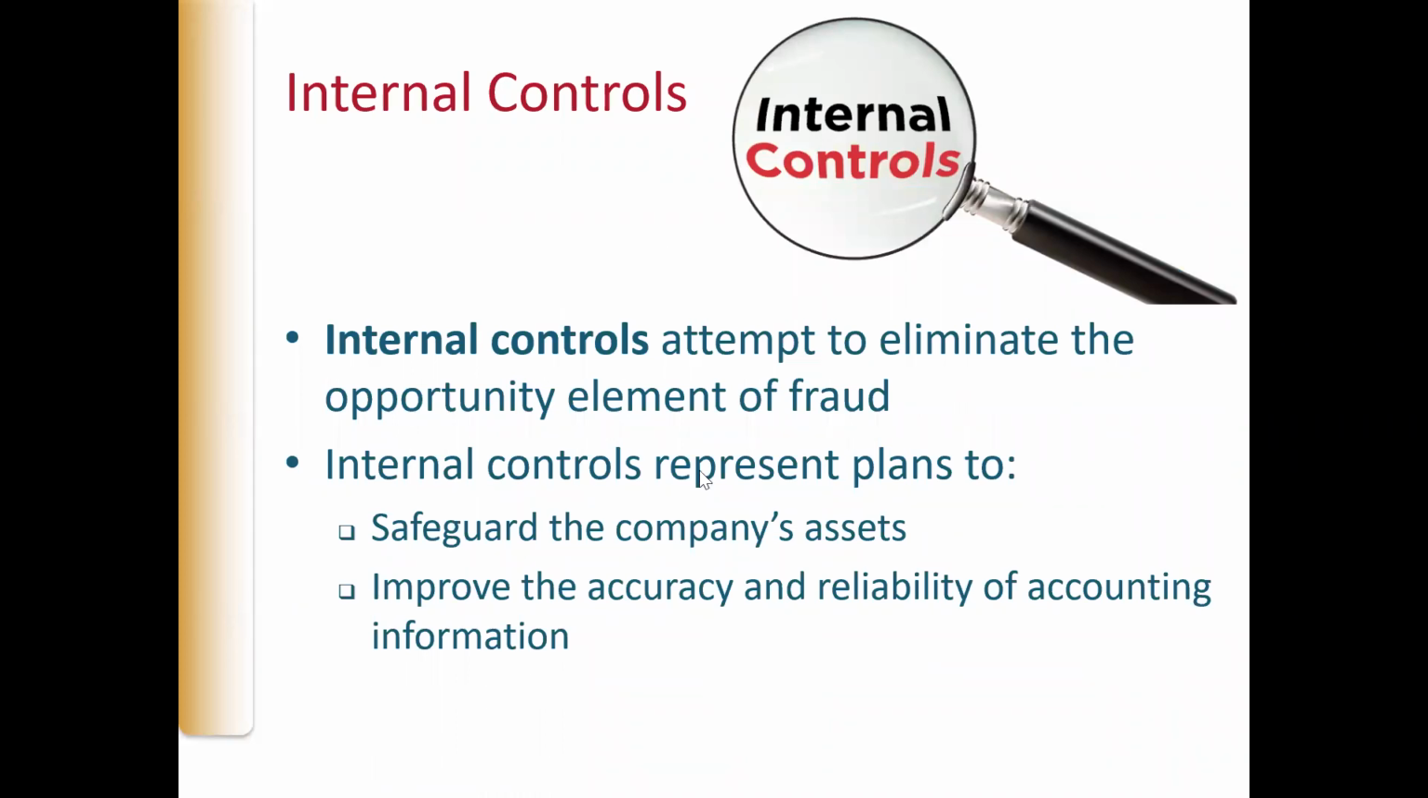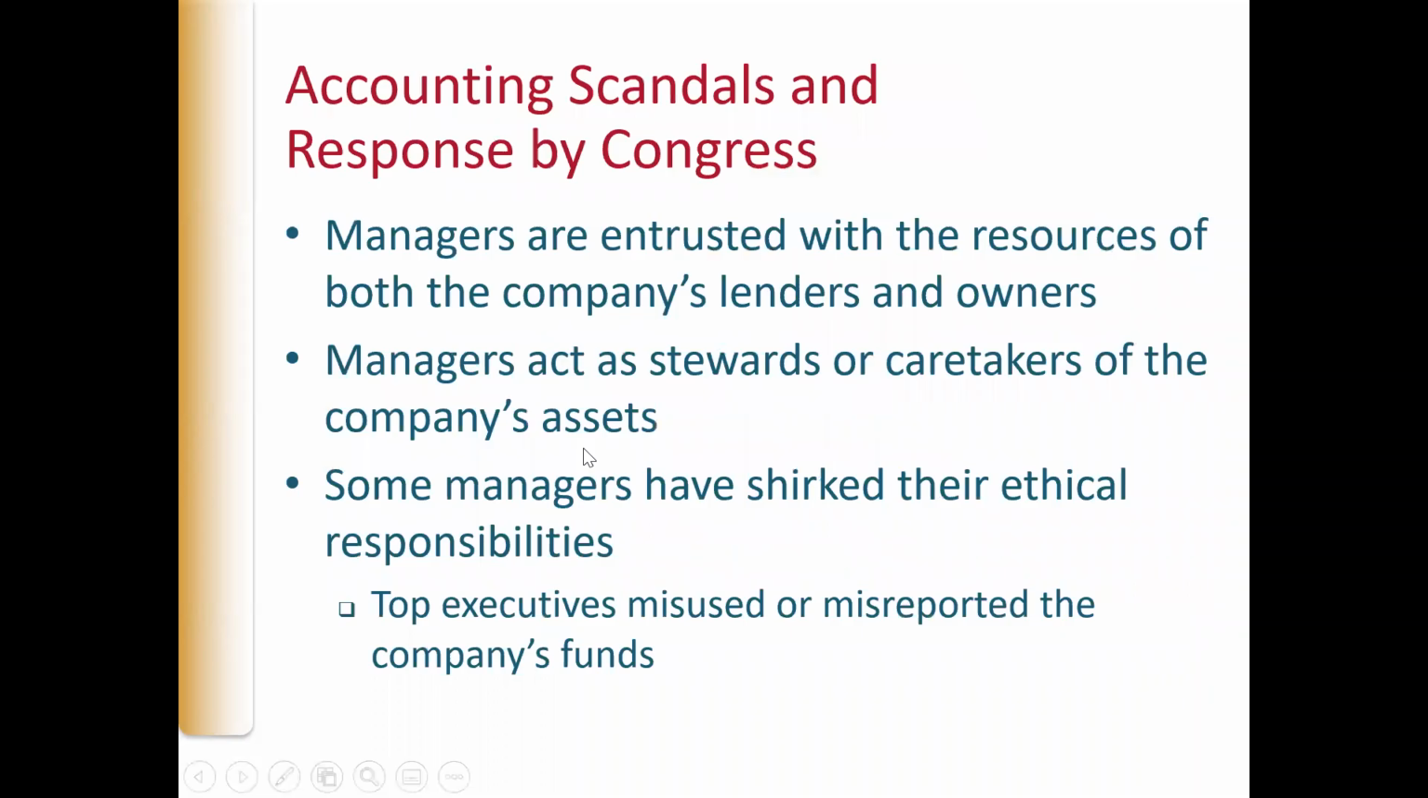The reason we put internal controls into place is to stop the element called opportunity. We can't change people's motivation or how they justify behavior. But what we can do is get rid of the opportunity for it to happen, which is what internal controls are about. They're about protecting the company's assets and helping to improve the accuracy and the reliability of accounting information.